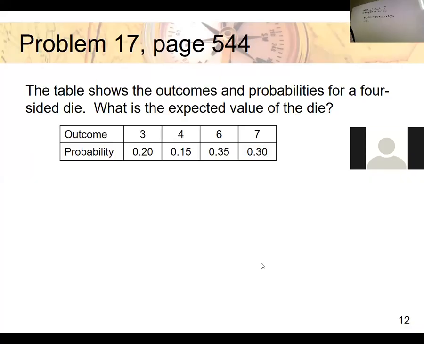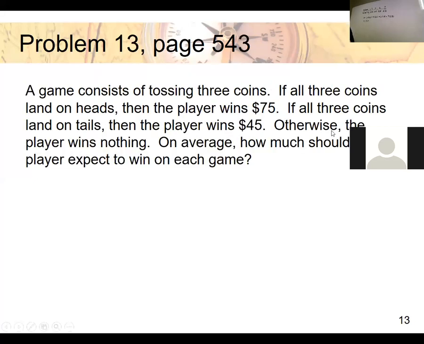Okay, here's another one of those expected value problems. A game consists of tossing 3 coins. If all 3 coins land on heads, then the player wins $75. If all 3 coins land on tails, then the player wins $45. Otherwise, the player wins nothing. On average, how much should a player expect to win on each game?